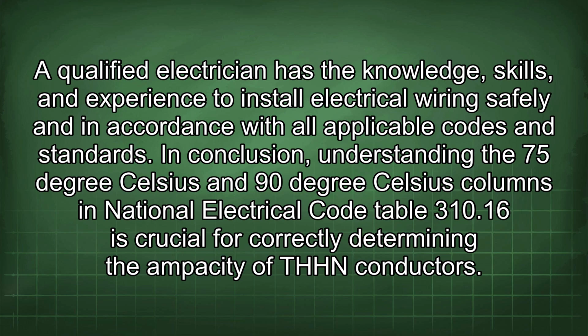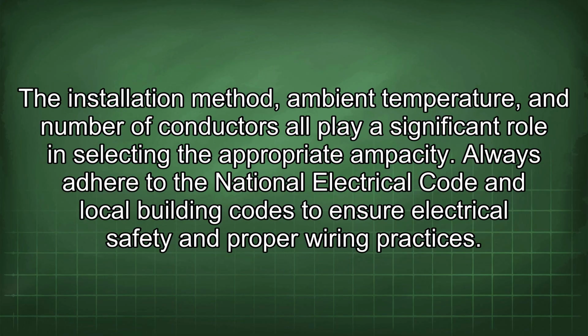In conclusion, understanding the 75 degrees Celsius and 90 degrees Celsius columns in National Electrical Code Table 310.16 is crucial for correctly determining the ampacity of THHN conductors. Installation method, ambient temperature, and number of conductors all play a significant role in selecting the appropriate ampacity. Always adhere to the National Electrical Code and local building codes to ensure electrical safety and proper wiring practices.